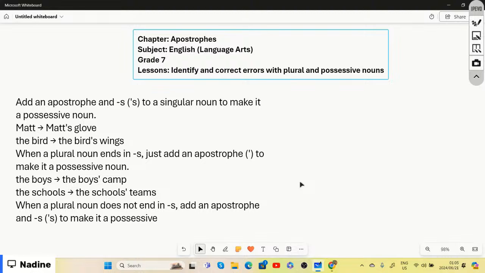All right, so we are doing apostrophes, right? And we said we can add an apostrophe as well as s to a single noun to make a possessive noun. And in order for us to make a possessive noun, right, possessive nouns show either that you are owning something or that you have something or something belongs to you, right?